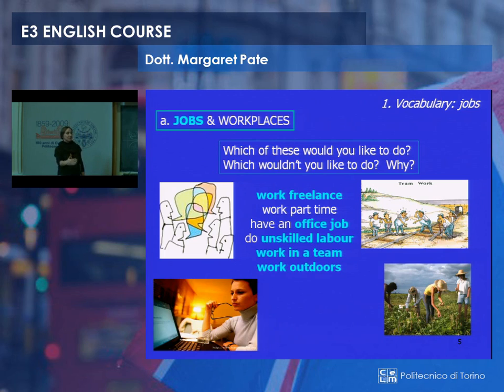So choose some of these options and tell your partner what you would and wouldn't like to do. Talk together. You've got 2 minutes. Try to use the words. Okay, benissimo.